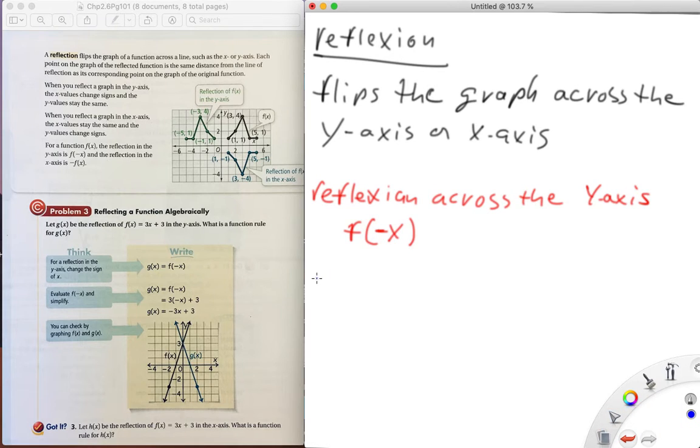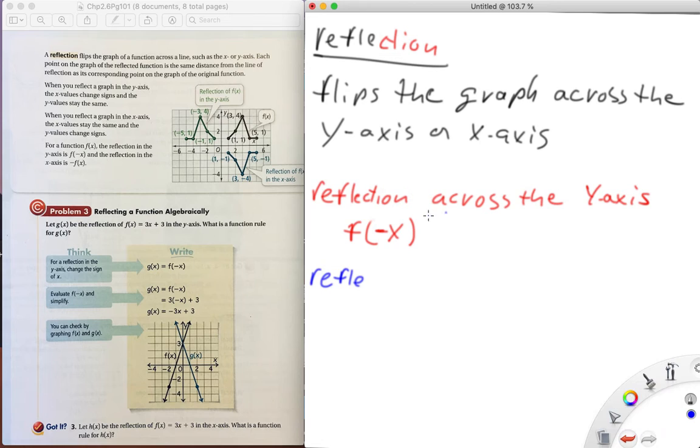When we have a reflection across the, oh my god, I have a reflection. I did, oh my god. That's funny.